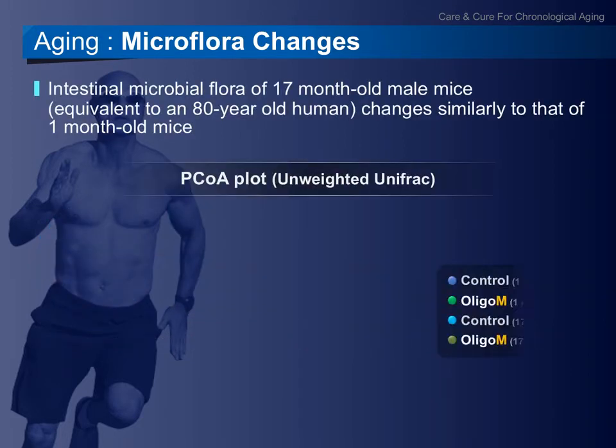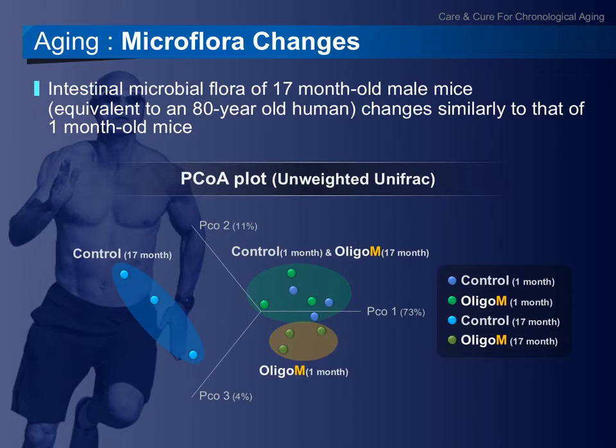When looking at the principal coordinates analysis plot, we can see that the 17th-month-old OligoM mice had a similar pattern as the 1-month-old control mice.